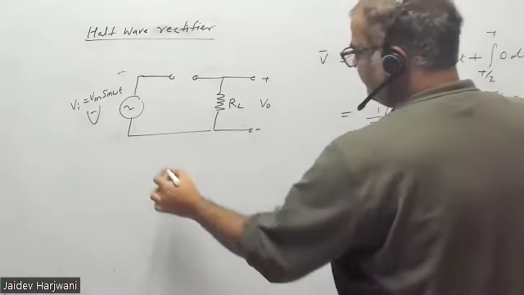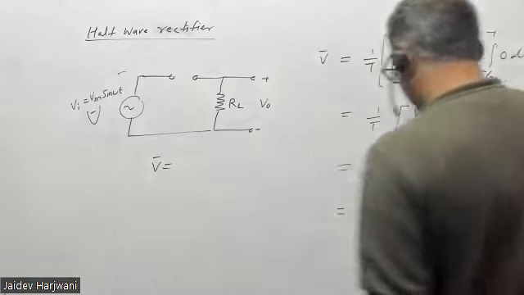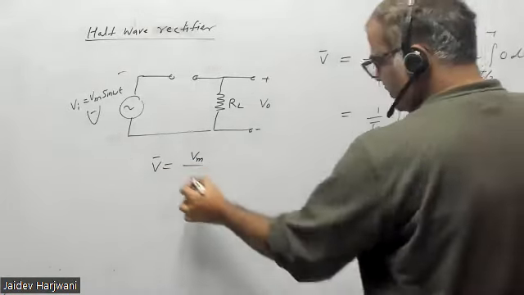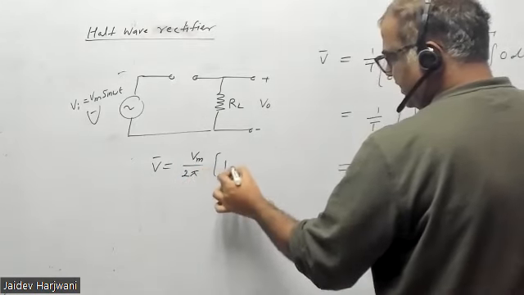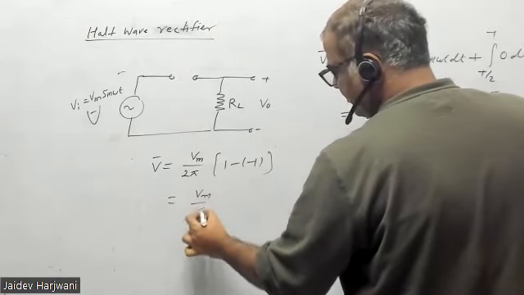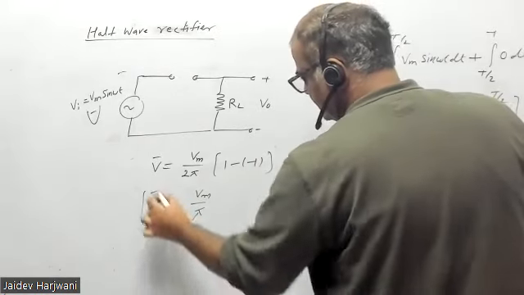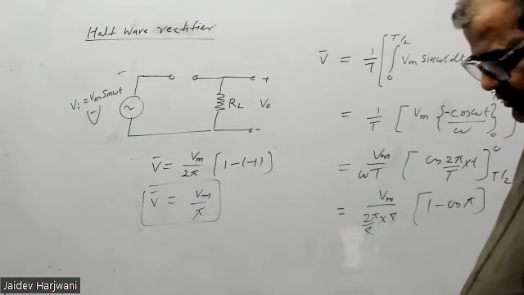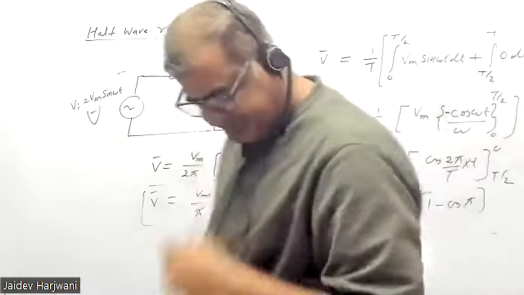So now if I find V average, this will become Vm over 2 pi, and this is minus minus 2, so it will become Vm upon pi. So this is your average value of voltage for the half wave rectifier.